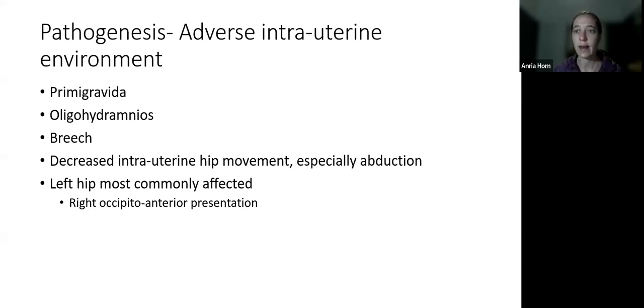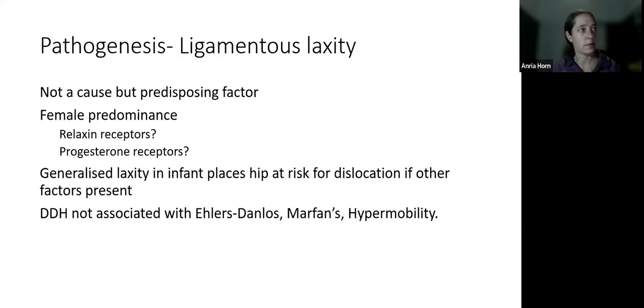And also we know that the left hip is most commonly affected, and this is due to the most common birth presentation, which is the right occipital anterior position, which leaves the left hip pressed up against the sacrum as the body descends down the birth canal, which then tends to, or has the ability to, force the hip out of the joint. So ligamentous laxity is not a cause, but it is a predisposing factor.